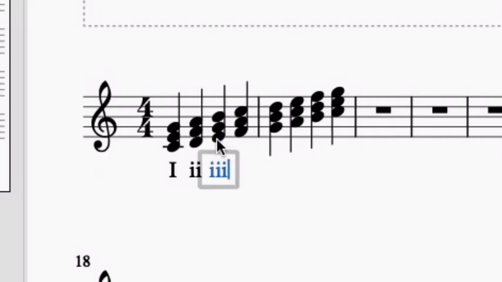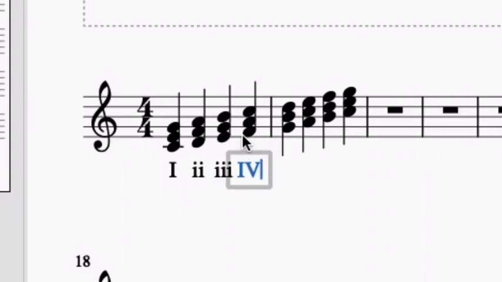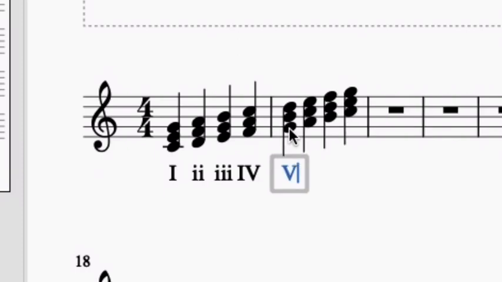1, 2, 3. Okay, a major third under a minor third, which is major. Oop. I'll just do the rest of the easy ones. Major.